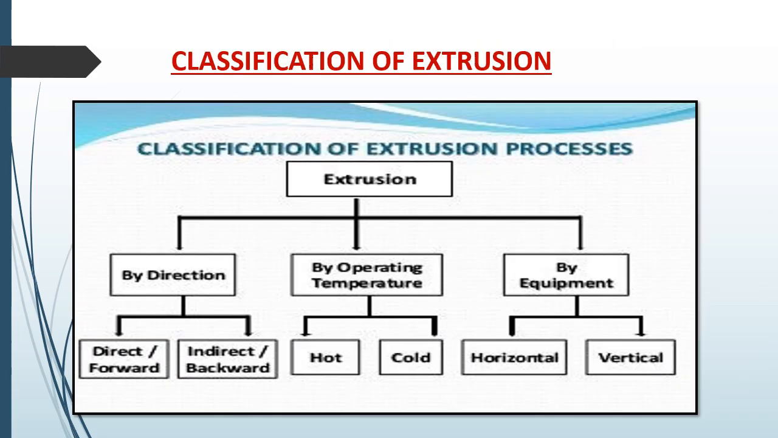So in the next slide, we will see the classification of extrusion process. The classification of extrusion process is that the extrusion may be divided on the basis of direction, by the means of operating temperature, and by the means of equipment. By the means of direction, the extrusion process is further divided into direct or forward extrusion and indirect or backward extrusion. By the means of operating temperature, the extrusion is divided into hot extrusion and cold extrusion. By the means of equipment, the extrusion is further divided into horizontal and vertical extrusion.